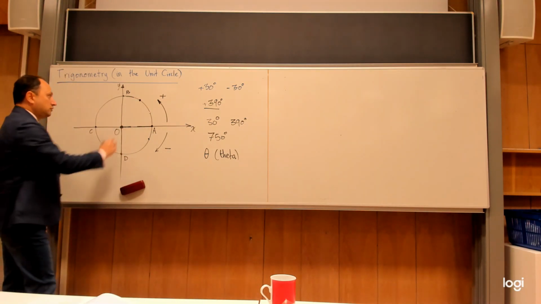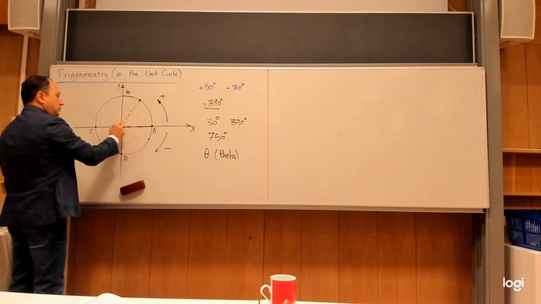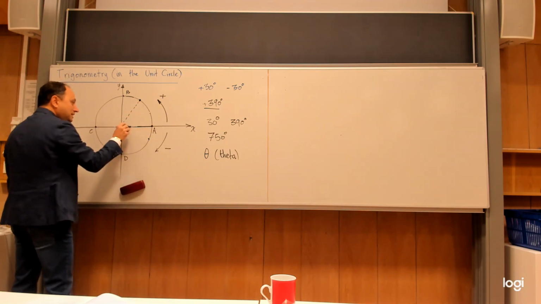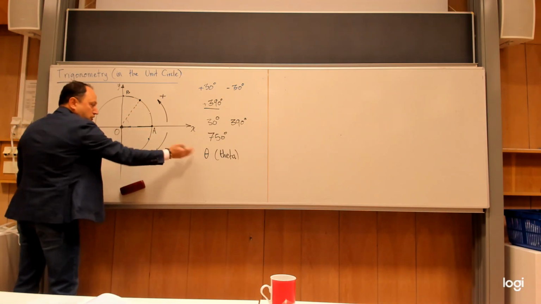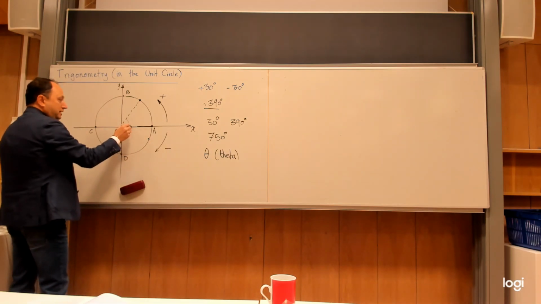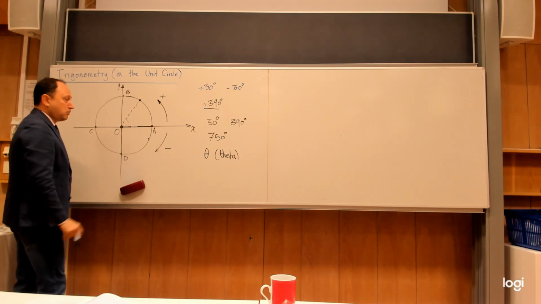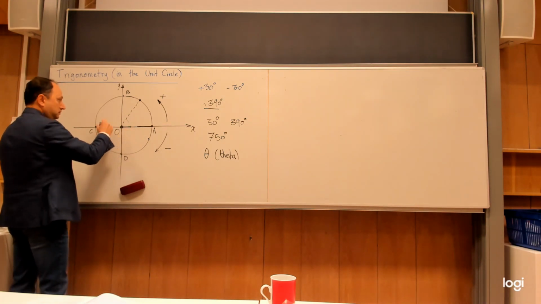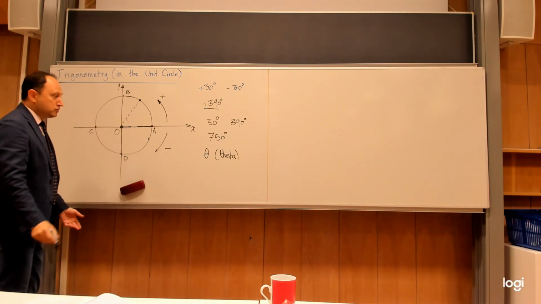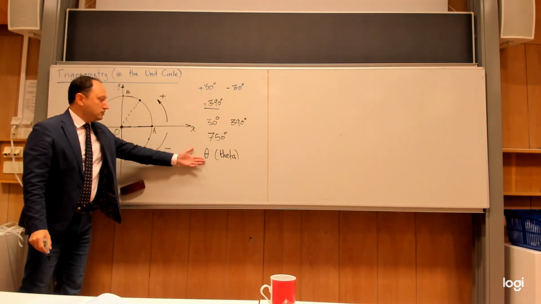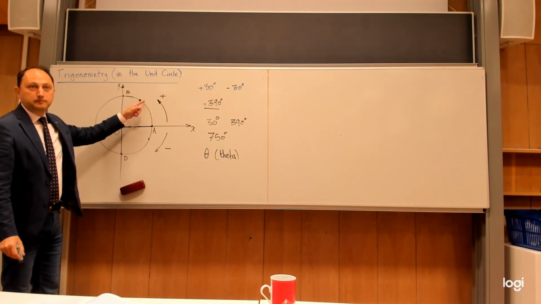Okay? So let me connect this one to this one. Theta might be this. We don't know because we don't know the size. But who knows? Might be theta is this angle. Yes? We don't know. But we know theta is a trigonometric angle. We end up somewhere. Okay?